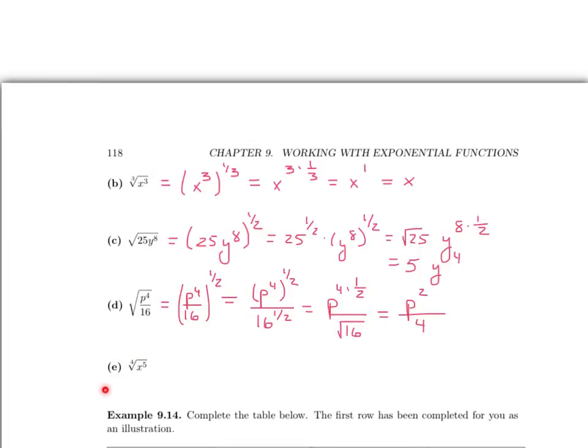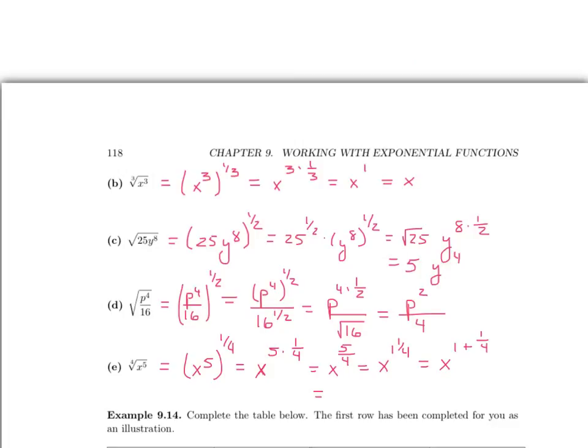Now let's go ahead and look at part E. Here we're calculating the 4th root of x to the 5th. We begin by writing the root as an exponent. So we have x to the 5th power. The 4th root of this is the same thing as raising this to the 1/4 power. Using our exponent properties, we see that this is the same thing as x to the 5 times 1/4. And when we multiply 5 by 1/4, we arrive at 5/4. 5/4 is the same thing as 1 1/4. And 1 1/4, that's the same thing as 1 plus 1/4 more.